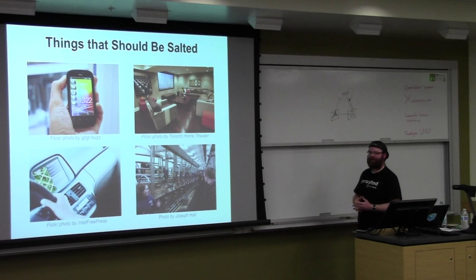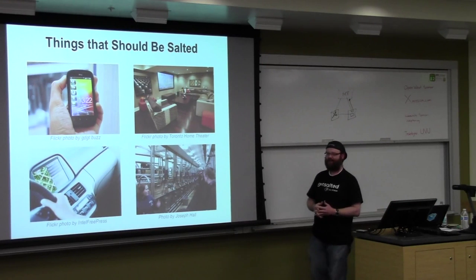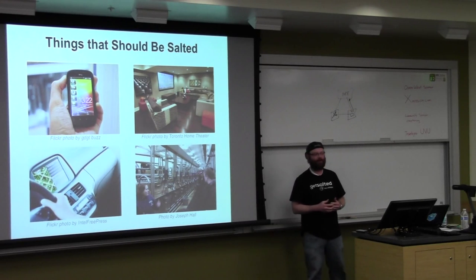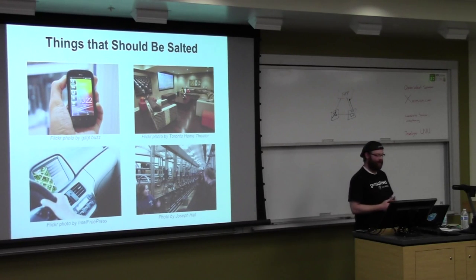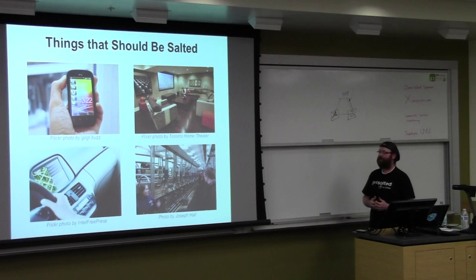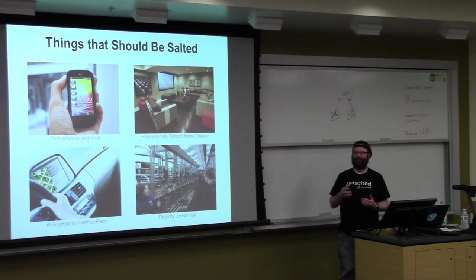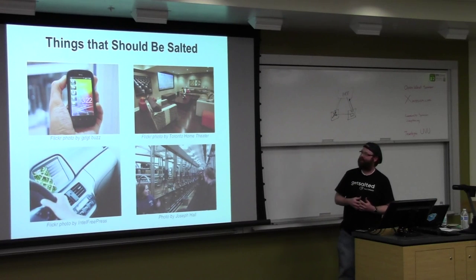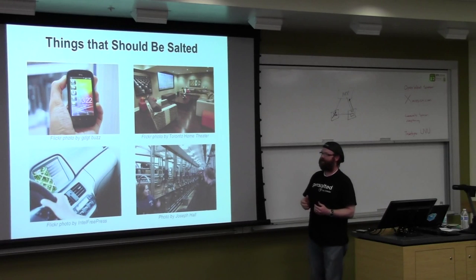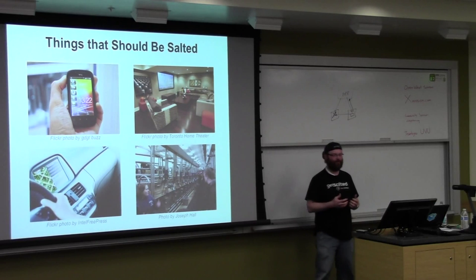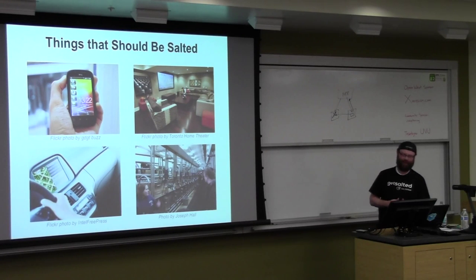I want to talk about some of the things that should be salted. They're not salted yet, though some of these do have some form of remote execution already working on them. Cell phones. You can bet that Sprint has something running on your phone, right? Probably not a whole lot. T-Mobile, Nextel, I'm sure they've got something running in the background, and that's one of the reasons why we root our phones, is to get rid of that stuff, right?